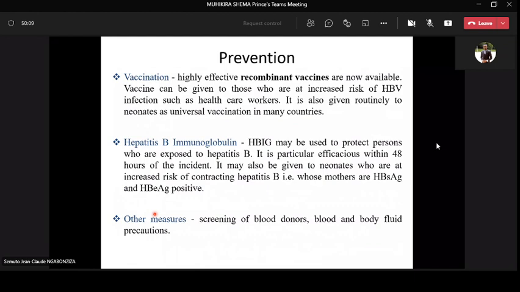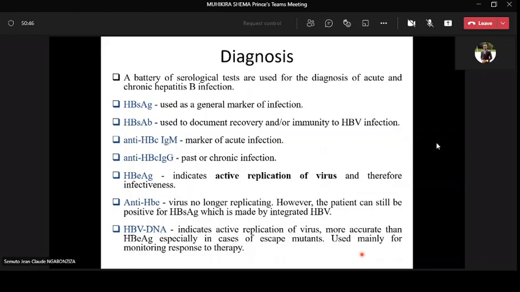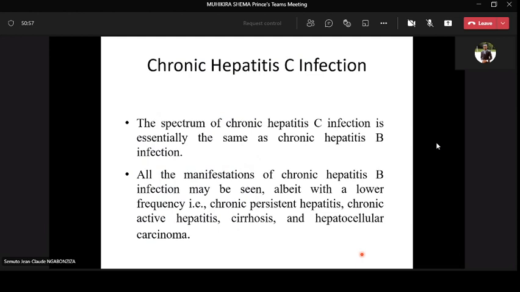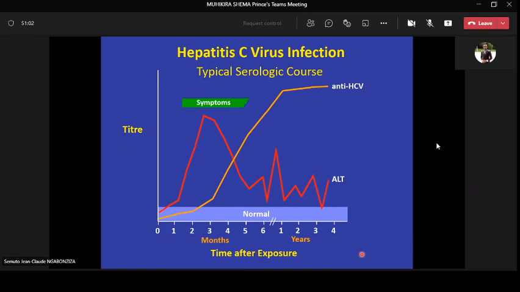And as we said, there is a very good recombinant vaccine, which is a very successful measure of control of this virus. And there is also immunoglobulin, koresha muri post-exposure, muri protection. Other measures in screening, yeah, blood donors, yeah, body fluid. So I think hepatitis B was that special, but hepatitis C you can read and understand. Hepatitis C twaza kuyishira muri context ya ziriya viruses zose zindi muzasoma, nta complication irimo. We have the same picture, only that we don't have vaccine for hepatitis C.